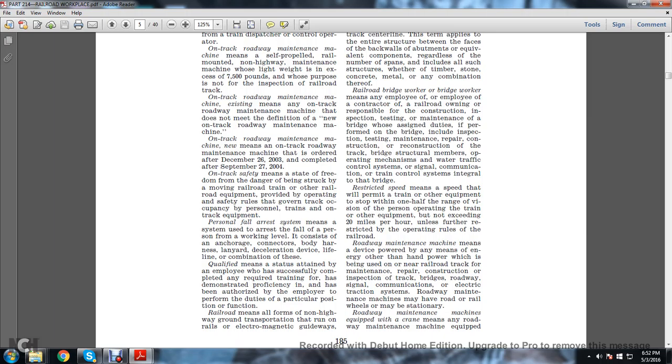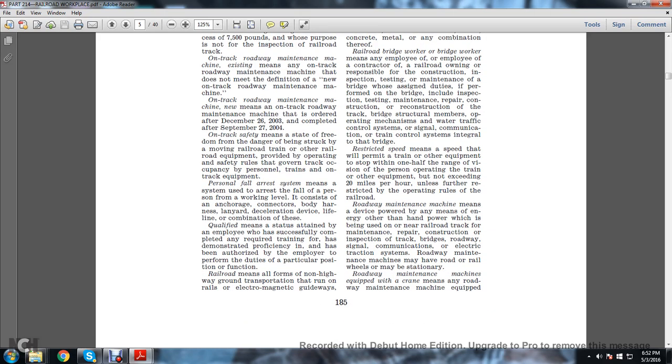Qualified means the status obtained by an employee who has successfully completed any required training, has demonstrated proficiency, and has been authorized by the employer to perform the duties of the particular position or function.